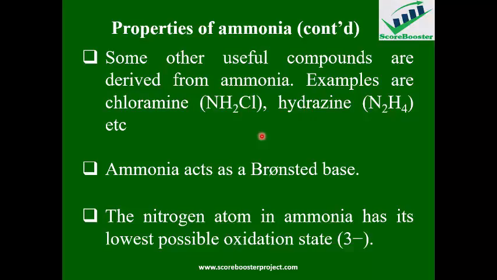So the nitrogen atom in ammonia has the lowest possible oxidation state of -3, because the formula is NH3. And don't forget our rules of finding the oxidation state of an element. When you equate everything to 0, and you know that hydrogen is +1, by the time you move it to the other side, you have -3 for nitrogen. That is why it is lowest.